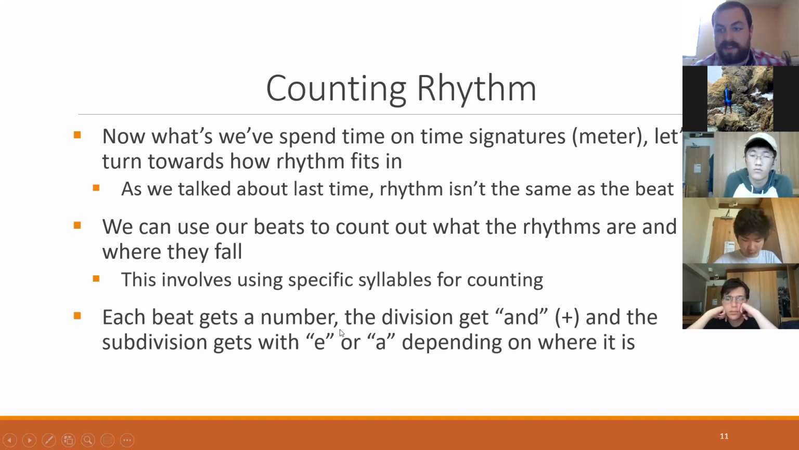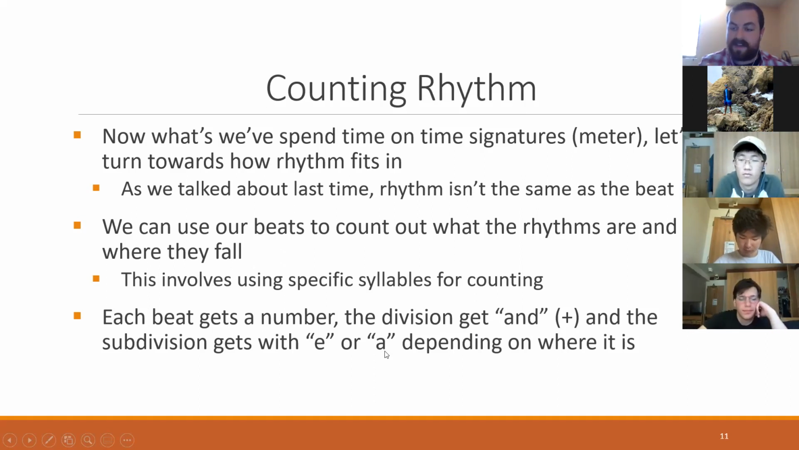And this is where it gets tricky. The subdivision, 2 levels down, say a 16th note, if you're working with quarter note beats, gets e or a, depending on where it is. 1 e and a 2 e and a, 1 e and a 2 e and a. It sounds a little bit dorky, but that's because it allows us to say them quickly, like I just did.